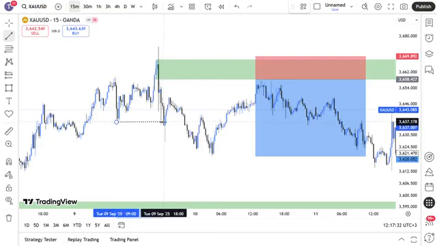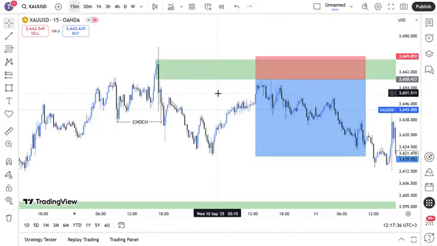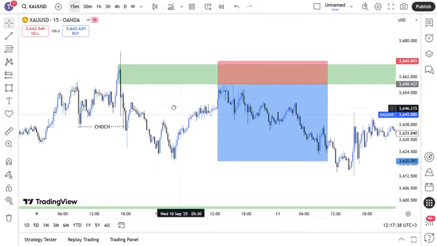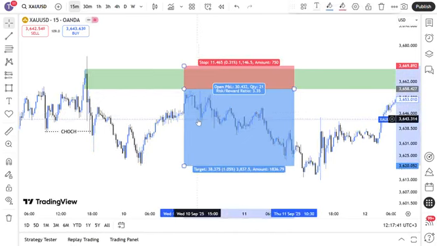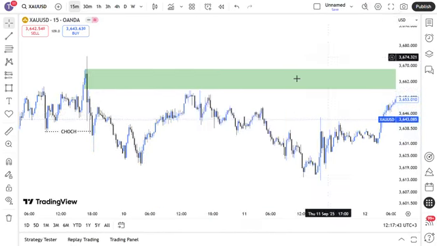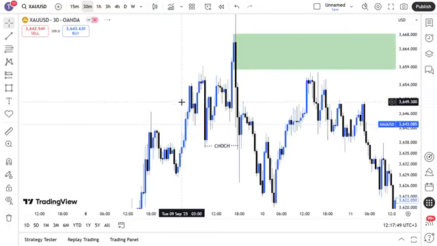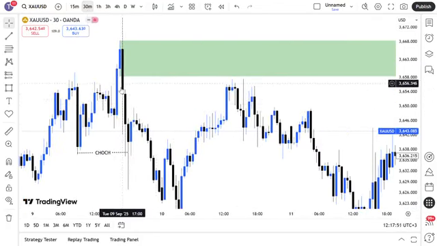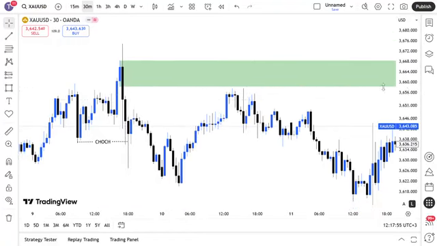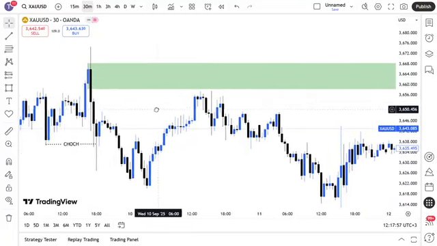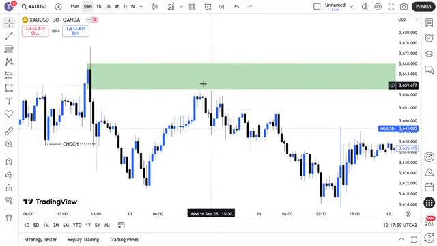There was a change of character here, and after that change of character, we had this 30 minutes order block that was marked, but price did not come into that area. Instead, price reacted from the fair value gap that was there. So on the 30 minutes time frame, this is the fair value gap. The fair value gap is clear here. The market reacted from that fair value gap and never came into our area.